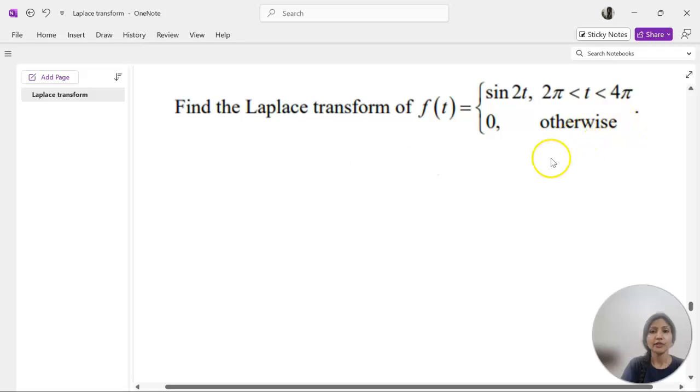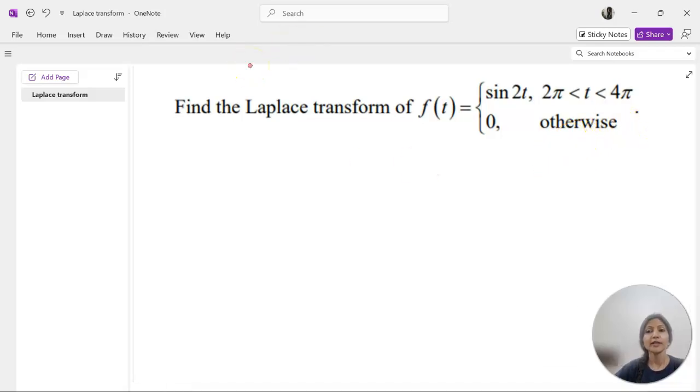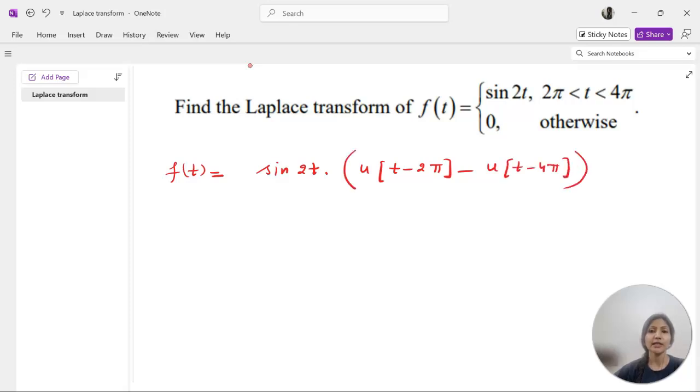Find the Laplace transform of sin 2t, where t is between 2 pi and 4 pi. First of all, we can write the function f(t) in terms of unit step function: sin 2t into u(t minus 2 pi) minus u(t minus 4 pi). Right? This is a piecewise function. We involved the unit step function, and now this is a continuous function. So we can write the given function like this with the involvement of unit step.